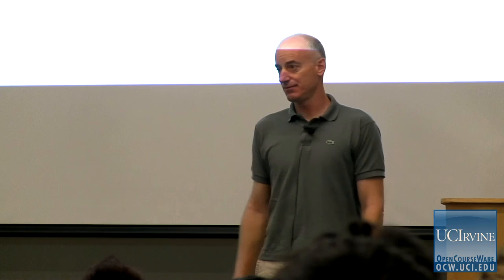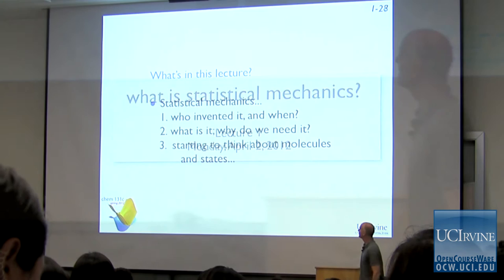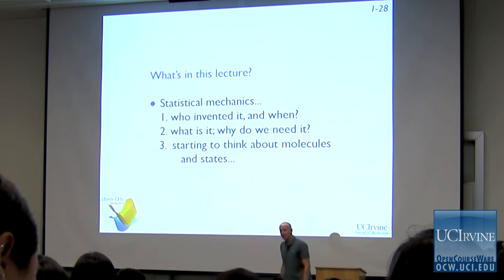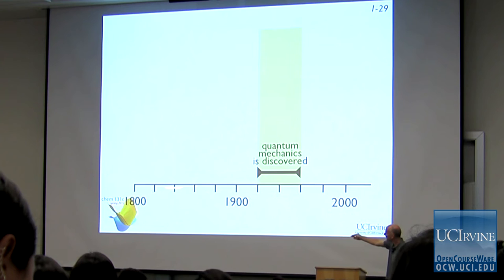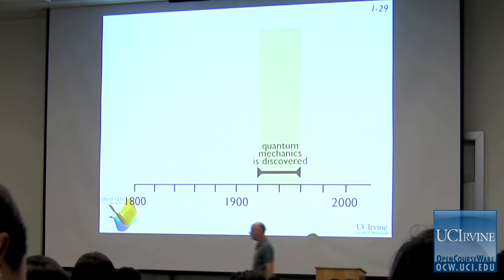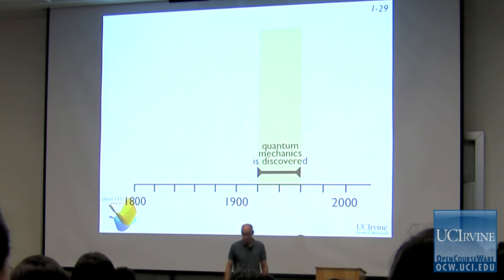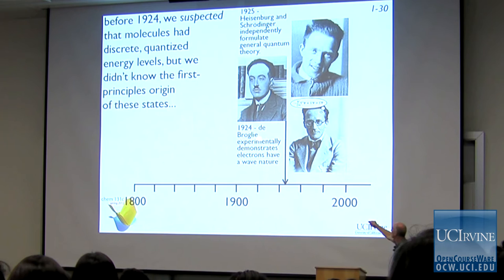Okay. So, what is statistical mechanics? Who invented it? What is it? Why do we need it? And how do we start thinking about this subject? Quantum mechanics was discovered in 1924. This is a timeline from 1800. There's 1900. There's 2000. Here's when quantum mechanics was discovered, in a period of time starting in 1924. And I know this is one thing that you understand extremely well after studying it for 20 weeks. These are the pioneers of quantum mechanics: Heisenberg, Schrodinger, de Broglie, Dirac, not shown here.